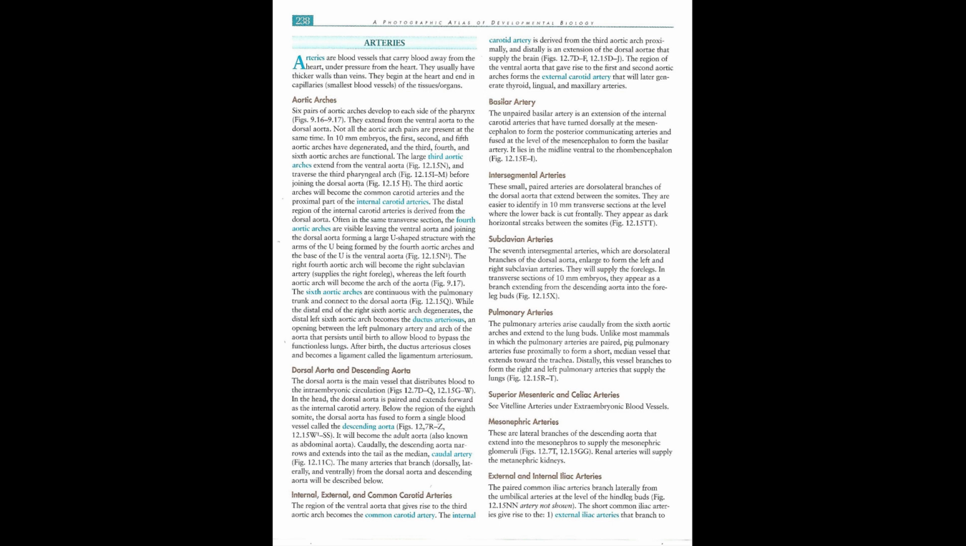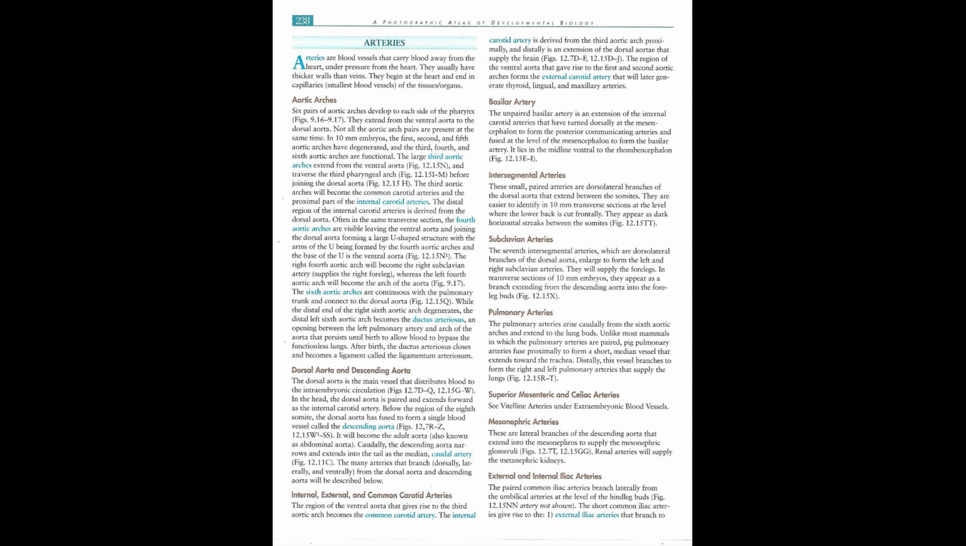Intersegmental arteries. These small, paired arteries are dorsolateral branches of the dorsal aorta that extend between the somites. They are easier to identify in 10 mm transverse sections at the level where the lower back is curved frontally. They appear as dark horizontal streaks between the somites, Fig 12.15 It.